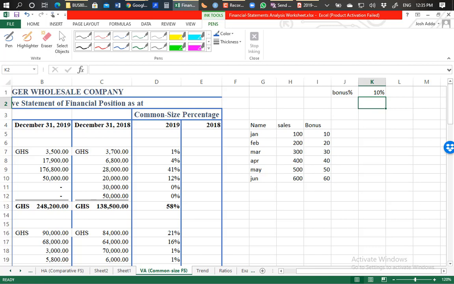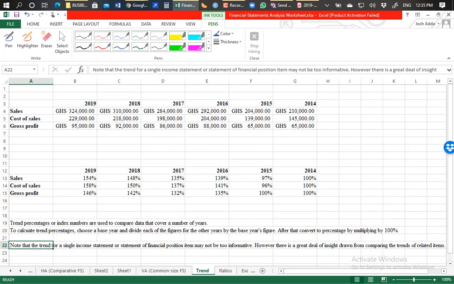Okay, now let me talk about trend analysis first before we come to ratio analysis. Trend analysis has some element of comparative analysis, only that trend analysis involves so many years. So you want to see what is happening across many years. Trend analysis will typically involve 5 years or more than 2 years, from 2 years to maybe 10 years. Mostly, some companies do 5 years. And this is what we do basically in trend analysis.